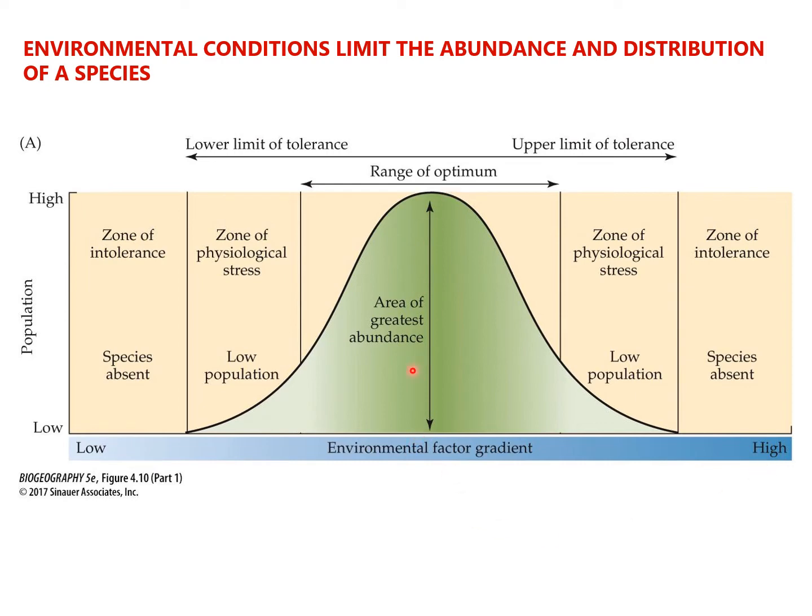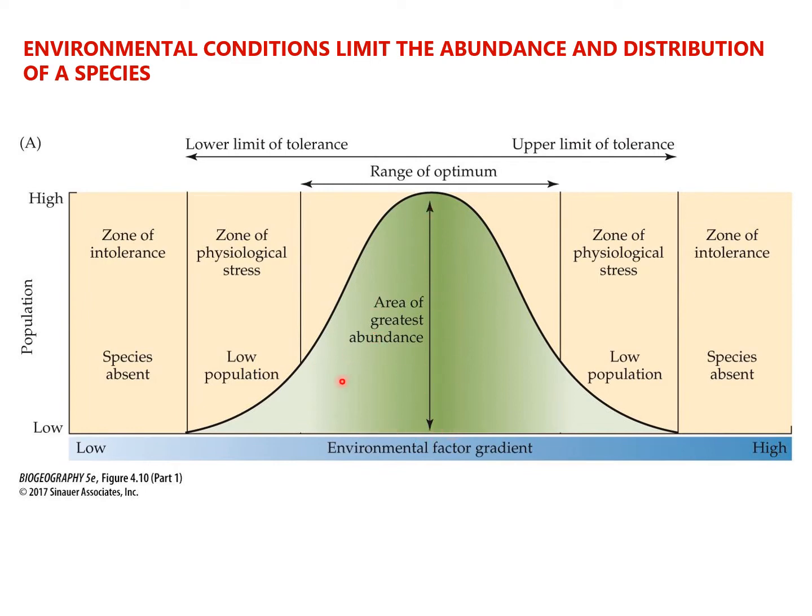There's some range of temperature that the species is well adapted to, and that might be referred to as the range of optimum. It's going to be different for every species, because different species are adapted to different things, but there's some range, and that's where you're going to see the greatest abundance. The organisms are not stressed here for this particular environmental variable, so they're reproducing and they're not dying as often, and you get really high abundance.